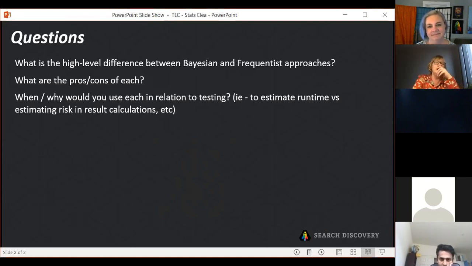And so people might like the Frequentist runtime calculations because they run it a little longer and you're a little bit more sure that you're right. But you are losing money when you do that. So that's the trade-off there.